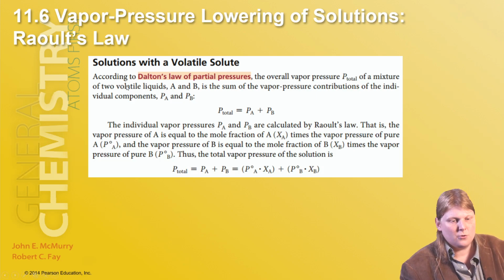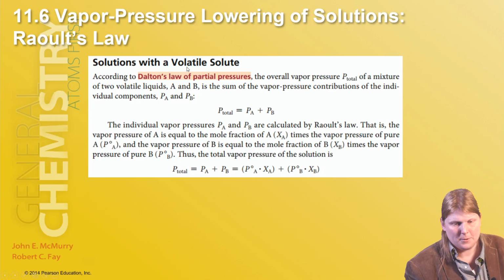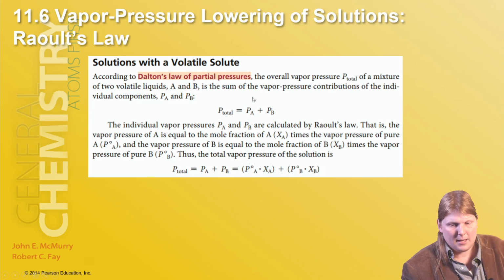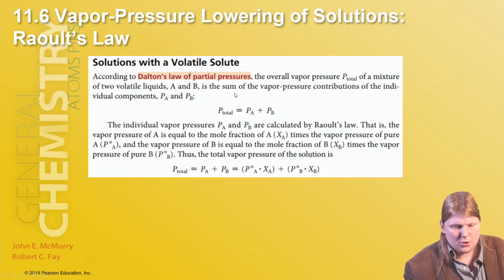Volatility increases as you approach the boiling point of the liquid. So when we say they're volatile, that means they have an appreciable vapor pressure at a given temperature. For A and B, the sum of the vapor pressure contributions is the total vapor pressure, so the total vapor pressure equals the vapor pressure of A plus the vapor pressure of B. So how do I get this?